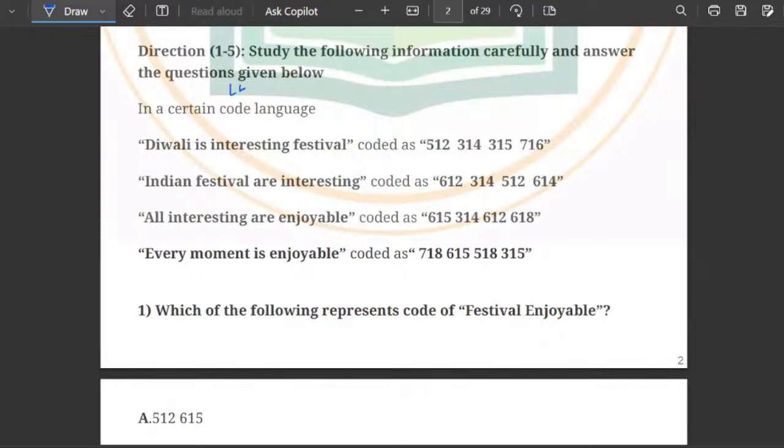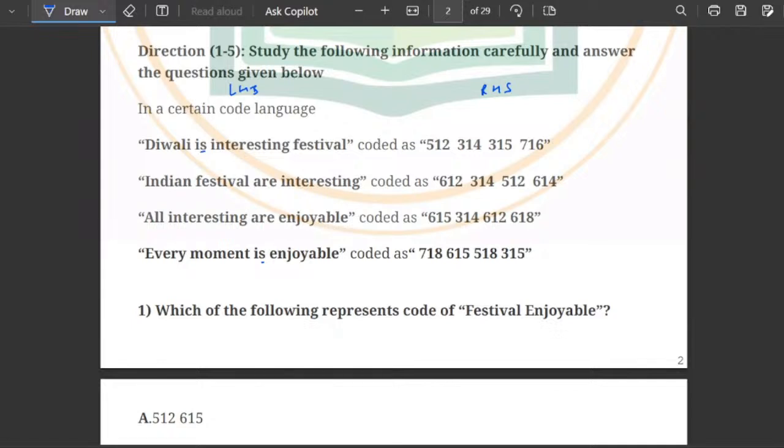This is the LHS, left hand side, and this is the RHS, right hand side. Diwali is interesting festival is coded as 512, 314, 315, 716. These are not directly coded. If you see on the left hand side, "is" is common in the first and fourth, and the numbers are also repeated, like 512, 512, then 612, 612. The numbers are also repeated.